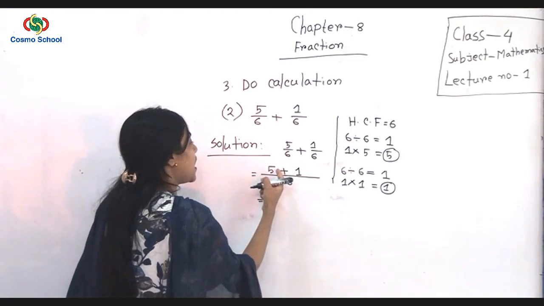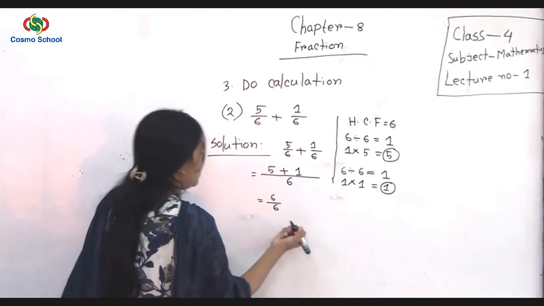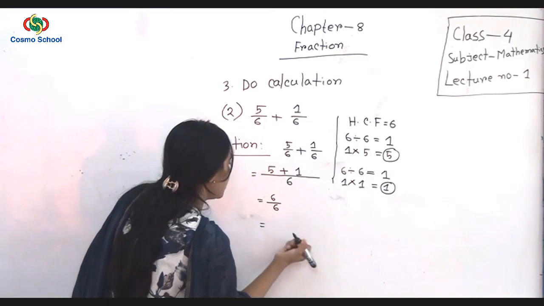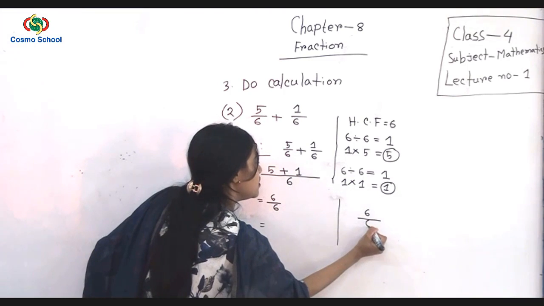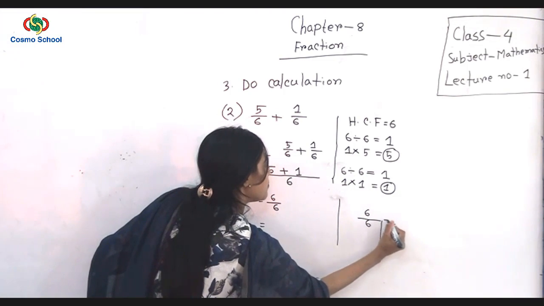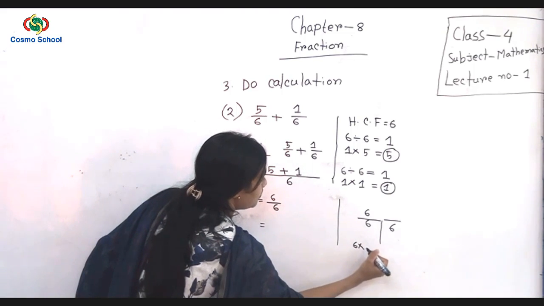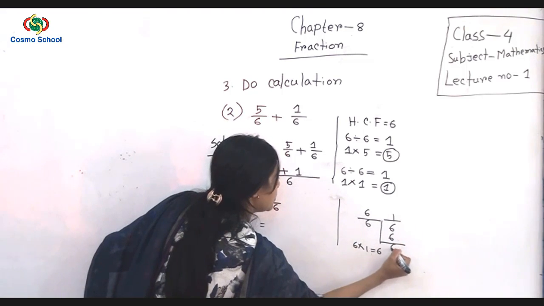Now 5 plus 1 equals to 6 divided by 6. Now I can follow the division method. So that is 6 divided by 6. Here I use the times table of 6. So put it.